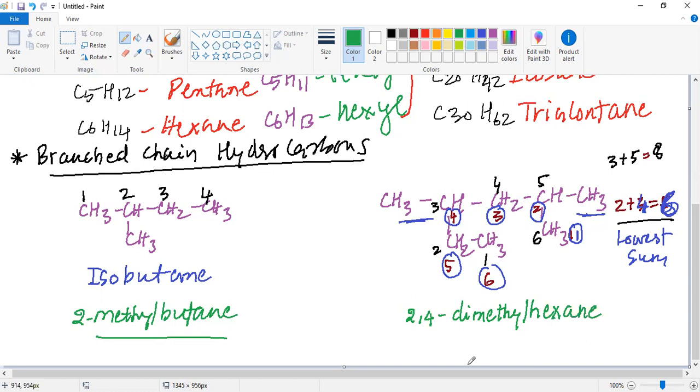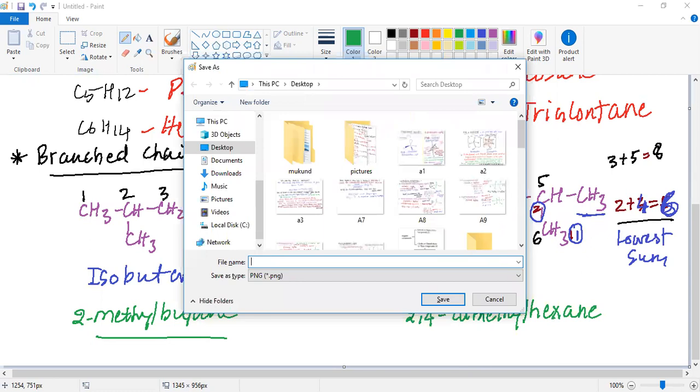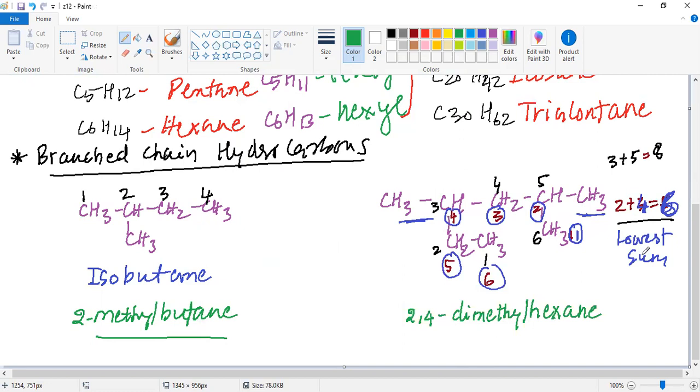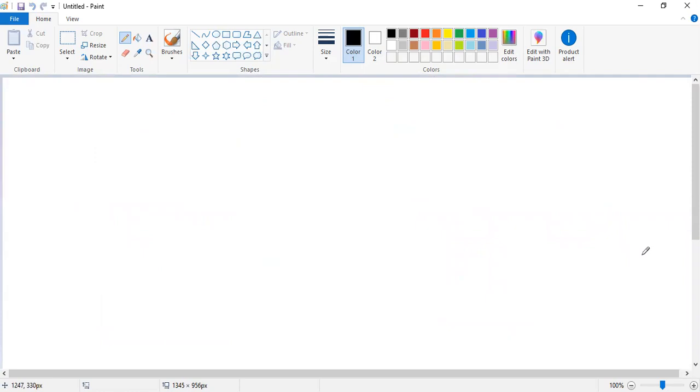So as you can see here, we have tried to find the longest chain, as well as to give the names according to the lowest sum rule. There are some rules, my dear students, according to which we can give names to the various organic compounds. These rules have been determined by the IUPAC system. So now let us understand the various rules for giving names to organic compounds.